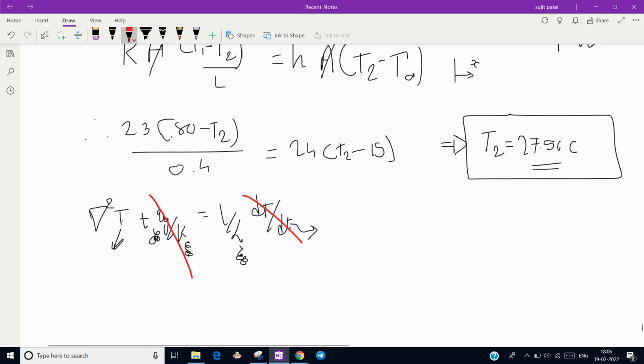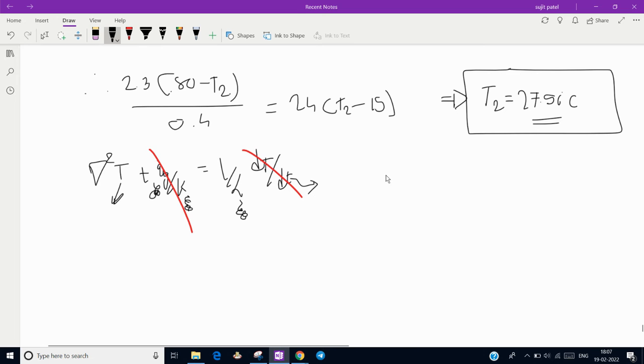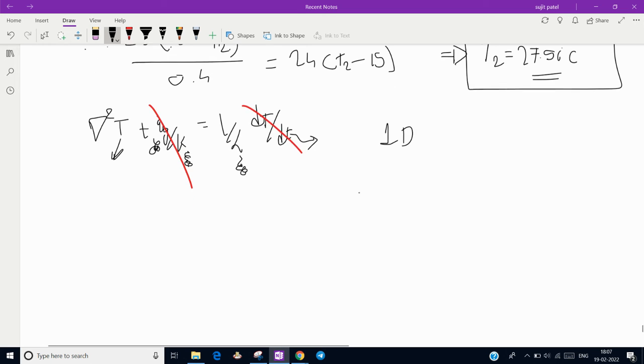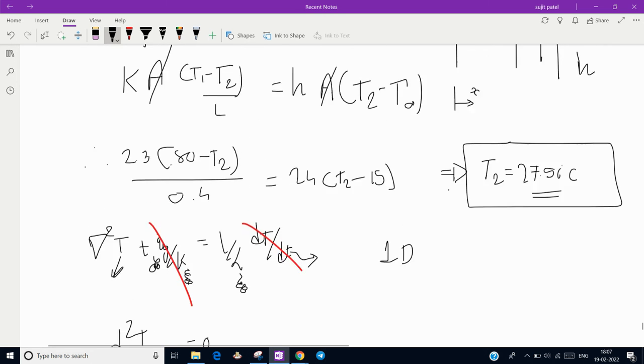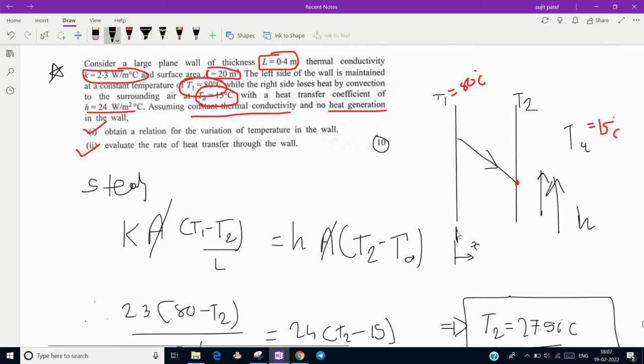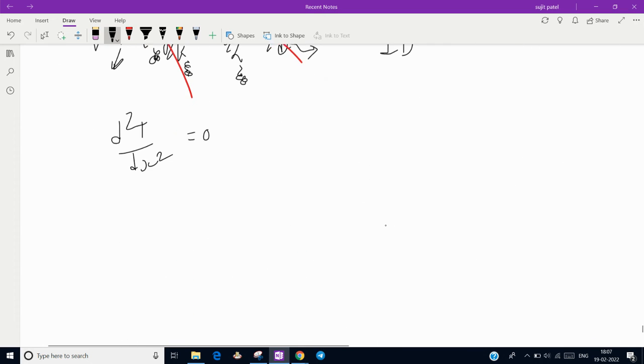So we have only one term, that is del square T. But one more thing that we have to assume is 1D heat flow. So our equation will get reduced to d square T by dx square is equal to 0, and we have to take x from the left wall. We can take x equal to 0 at the left wall, and x equal to 0.4 at the right hand side wall.